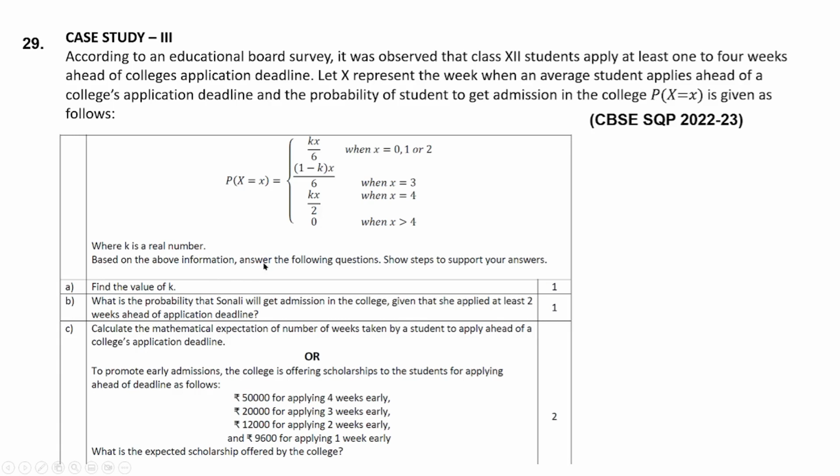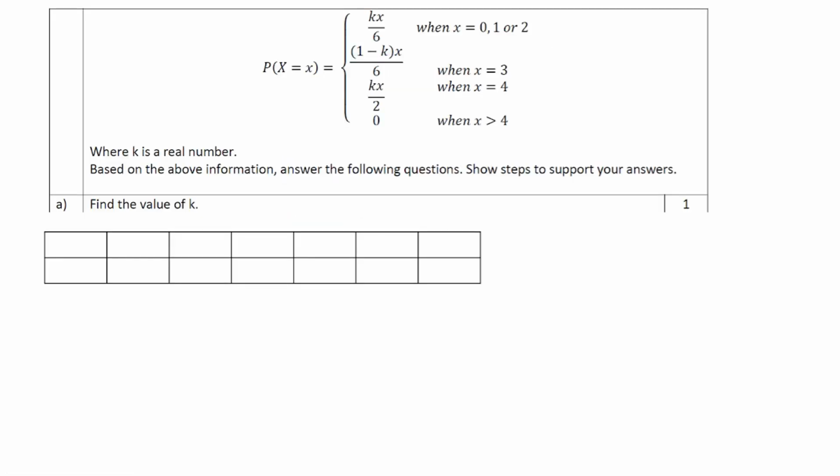Based on the above information, we have to answer the following questions and we have to show steps to support the answers. The first subdivision is we have to find the value of k. So here we can see that x represents the week ahead of, that is the number of weeks ahead of a college's application deadline, and the associated probability is given here. So first we have to find k, then we will do the other subdivisions one by one. Find the value of k.